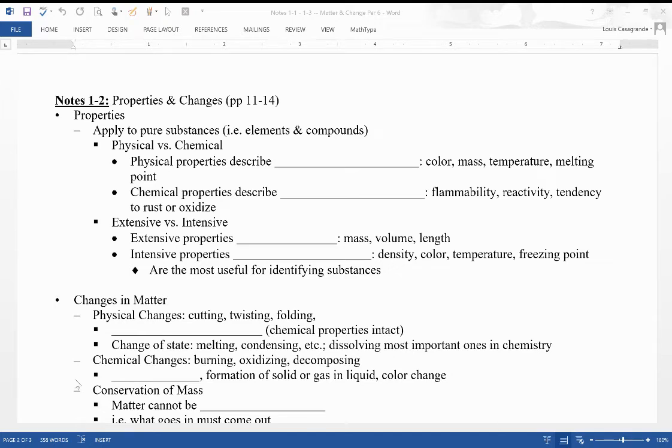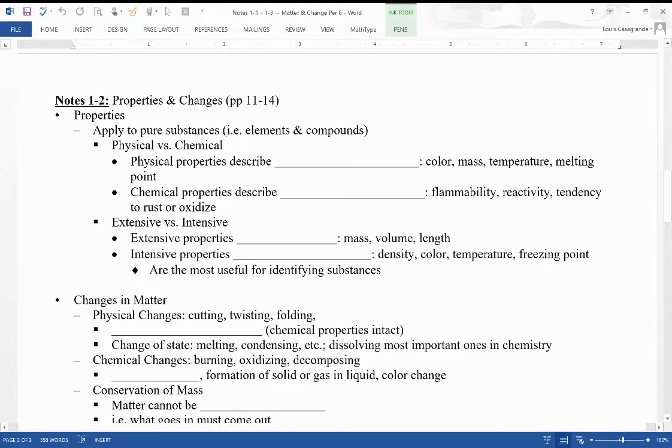So in today's video, it's going to be a short one, just going to supplement the reading that you're going to be doing and supplement the activity that you just did, talking about chemical and physical changes. I do want to start off just talking about different kinds of properties, and then we can get to the changes in a few moments.